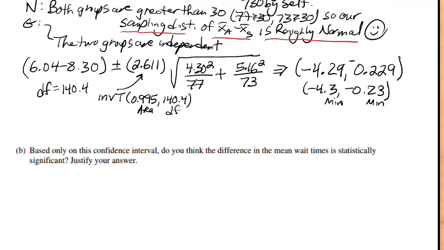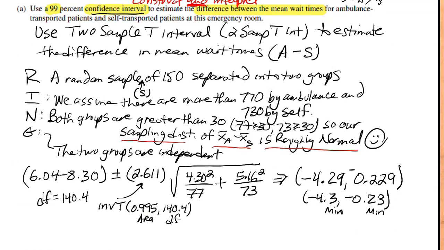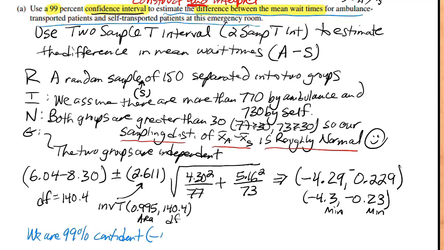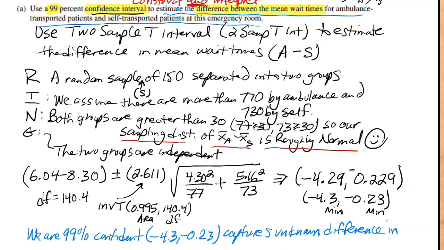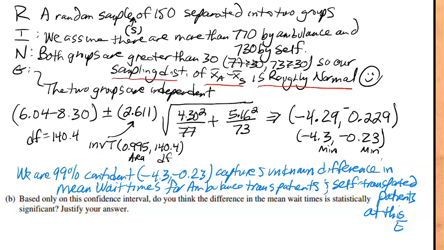So to interpret this, we would use the context that they so nicely said in the question. So we would say we are 99% confident that this interval captures whatever we're trying to estimate. The unknown, I like the word unknown. You could also use the population. The unknown difference in means. Notice means are plural here, or mean weight times is plural. For ambulance transported patients and self-transported at this ER. This doesn't apply to all ERs, it just applies where they selected the sample, which is at this ER.